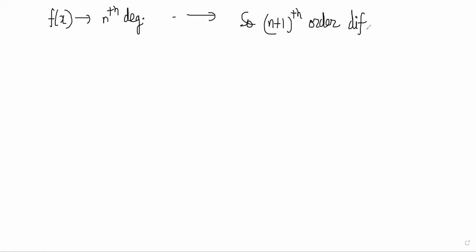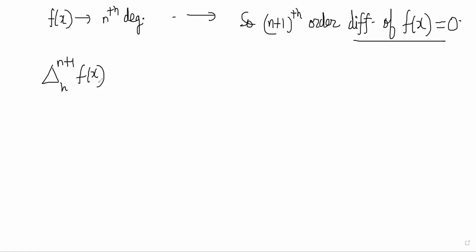So we know this is method 2. We know f of x is an nth degree polynomial. So that means the n plus 1th order difference of f of x must be equal to 0. So what we want to calculate is delta n plus 1 h of f of x, right?